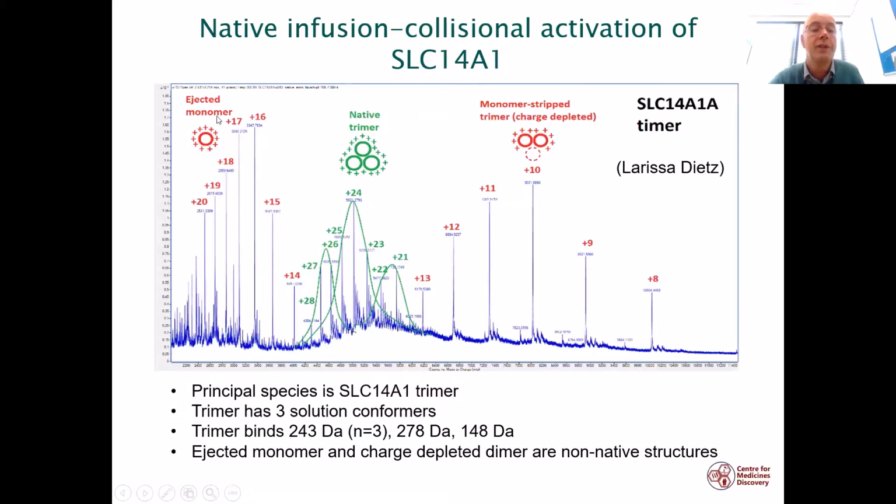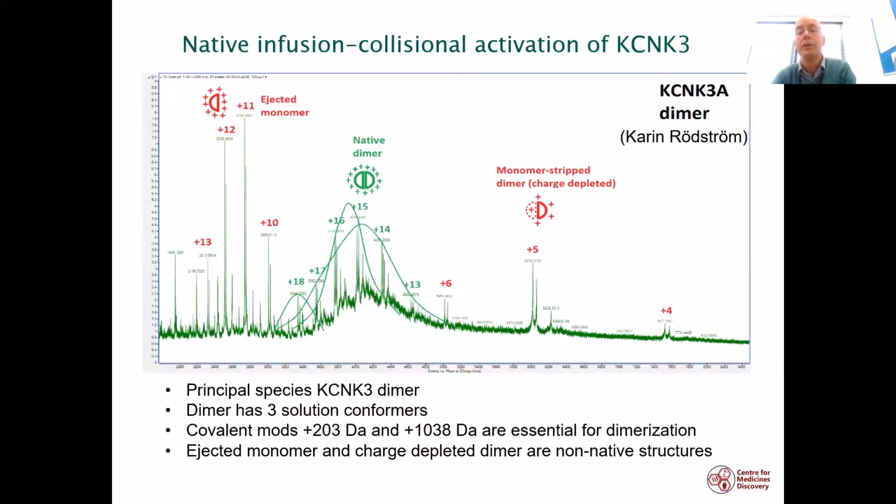So this distribution here, which I've labeled in red, and this distribution here, which I've labeled in red, structurally, these don't really contain any information, and you should ignore these. Okay, these are artifacts of this collisional activation process. The biological data is here in this central distribution. I'll show you another one now.